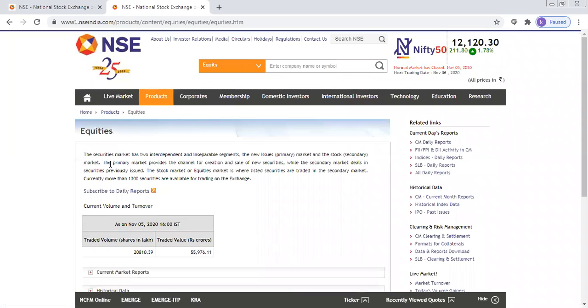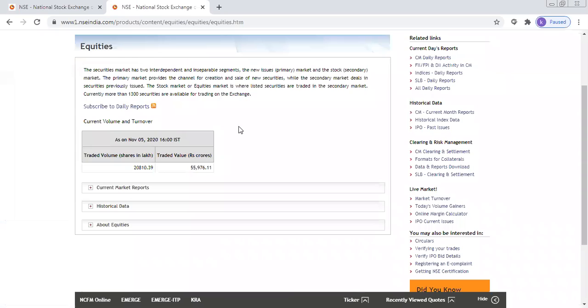Okay. So when you click on equity, it gives a lot of information. Now, as on today, how many shares were traded? See, these values are in lakhs. So we had around 20,810 lakh shares that were traded today. And the value of the shares traded today is 55,976 crores of business that happened today in the stock exchange. This data is as of 4 o'clock.